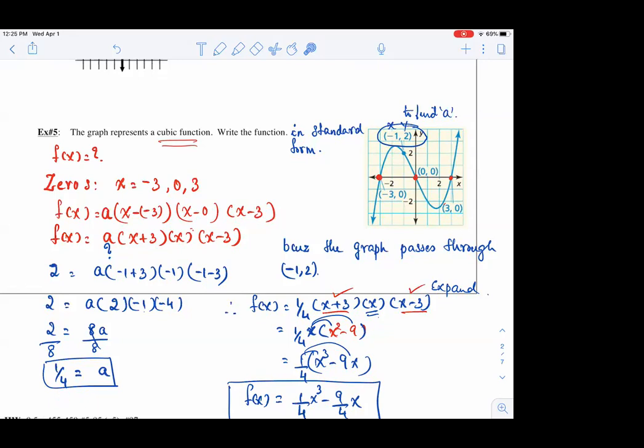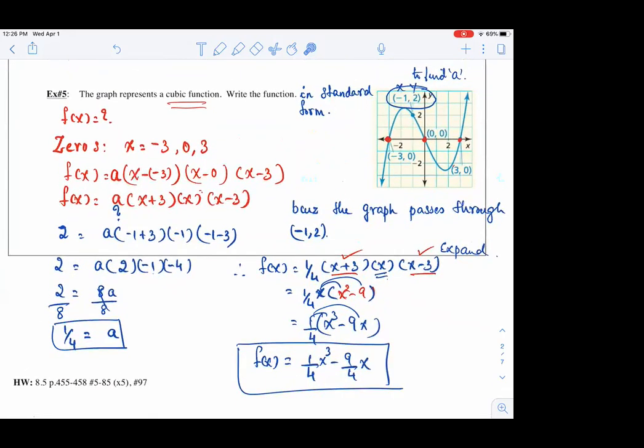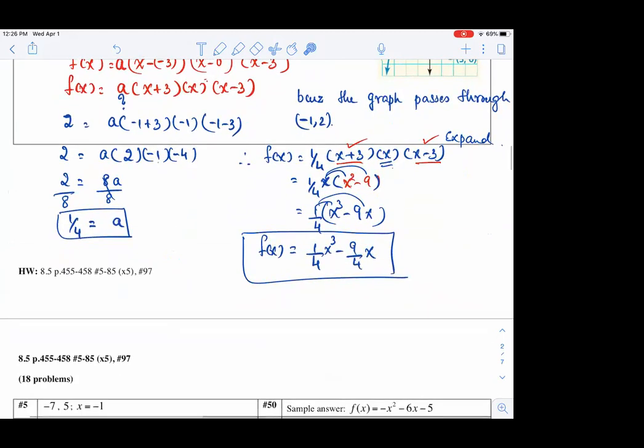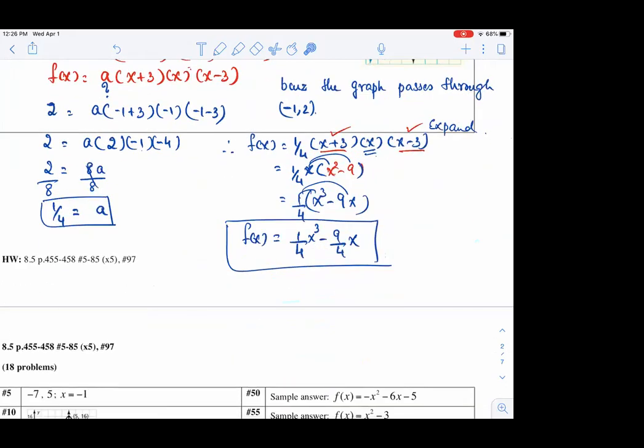Okay. Now that we have the 1/4, we can plug it back into the function and you have this expression right here. Since we are asked to put everything in standard form, you have to do some expansion. So the expansion is 1/4 x. These two multiplied together will give you the special product, the difference of two squares, x squared minus 9. We are distributing the 1/4 x into everything in the parentheses. So 1/4 x cubed minus 9/4 x is the cubic function. It is cubic because the degree is 3.